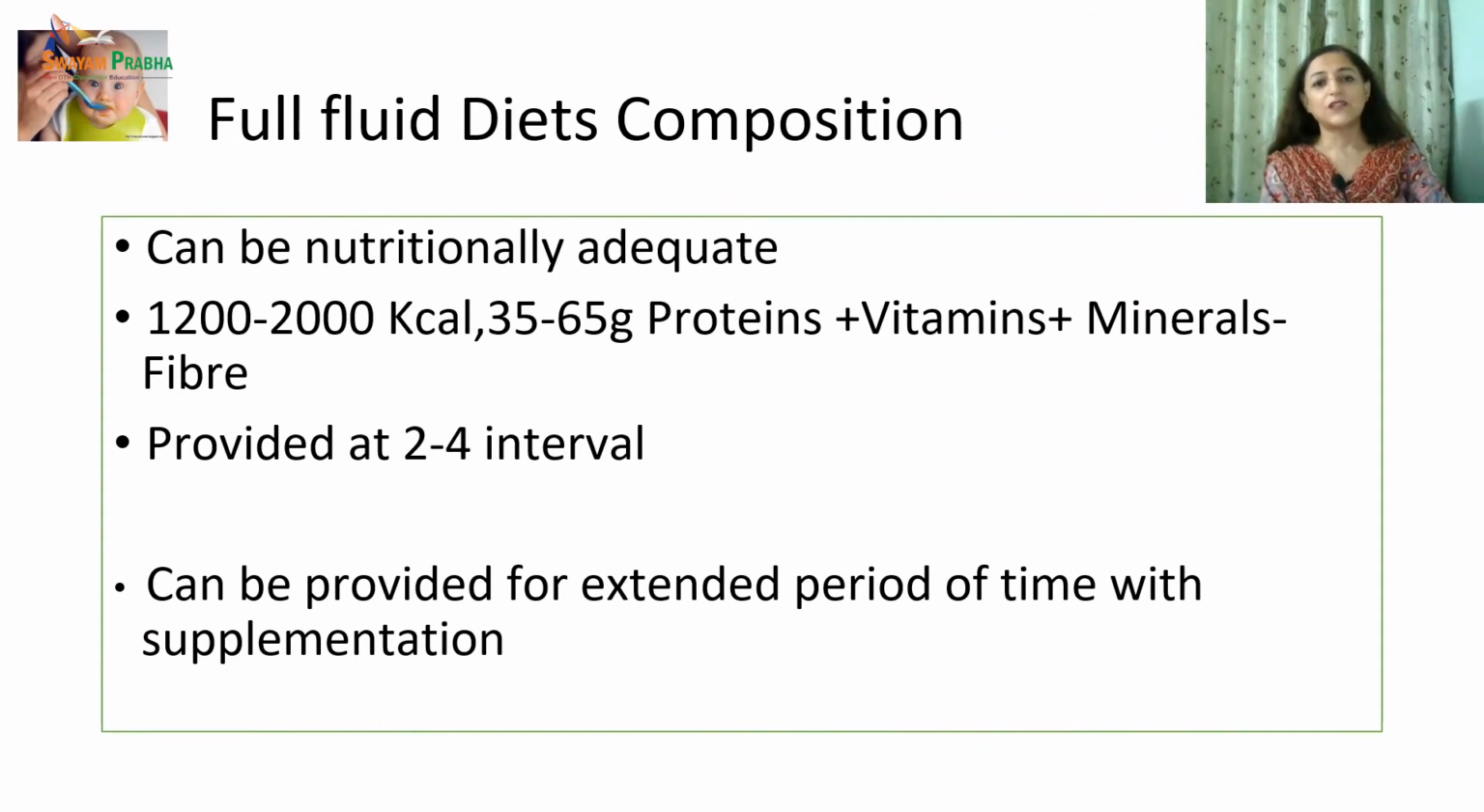Let us see the composition of full fluid diet. A properly planned diet is nutritionally adequate and gives 1200 to 2000 kilocalories. It can provide 35 to 65 grams of proteins depending upon the choice of food and based on the needs of the patients. It can be provided at 2 to 4 hour intervals.